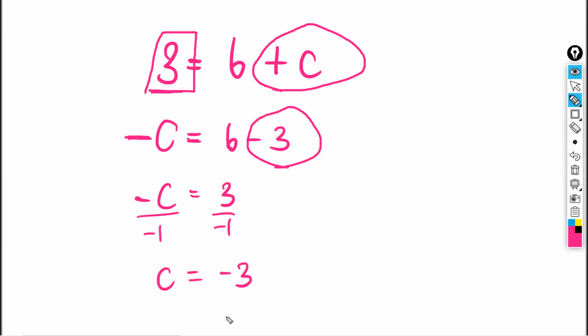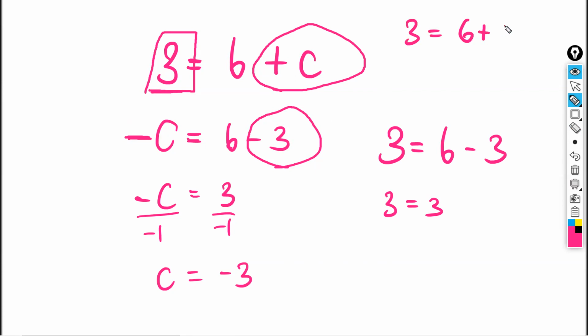And honestly, guys, the biggest common sense thing with this to me is 6 minus 3 is what gives you 3. So if you got your C as positive 3, you'd end up with 3 is equal to 6 plus 3, which is 3 is equal to 9. And 3 is not equal to 9. So this would be wrong. And it's really obvious that C has to be -3. You understand what I mean? That's what the equal sign is there for, guys.